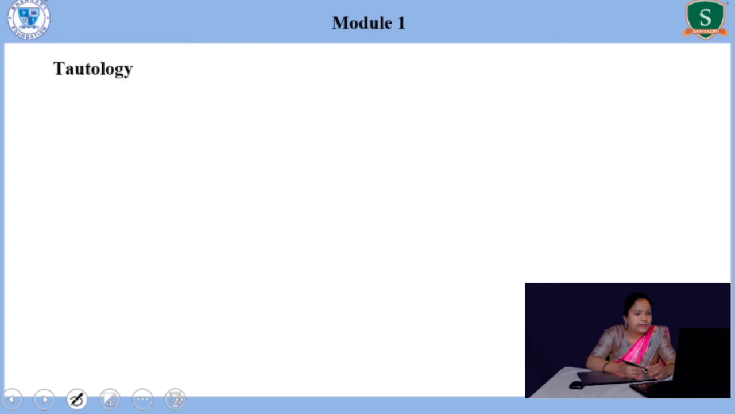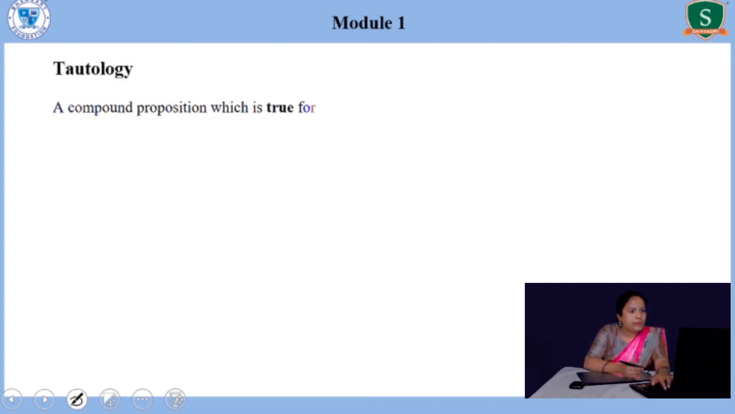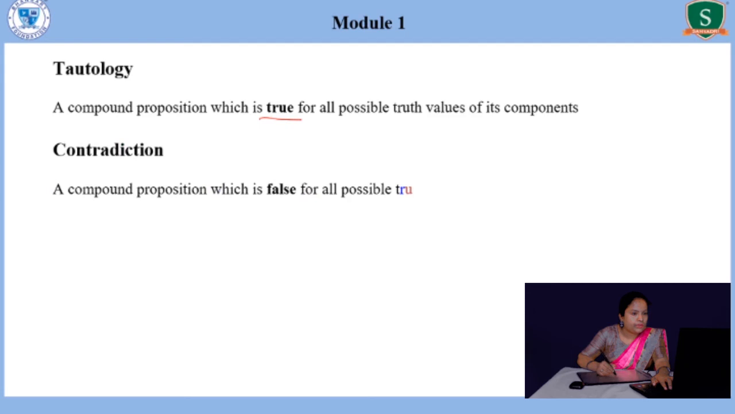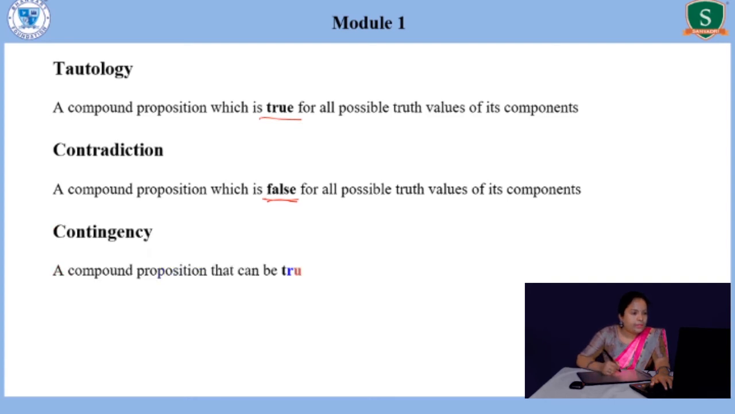Next, we'll discuss what is tautology. A compound proposition which is true for all possible truth values of its components is called a tautology. Next, contradiction. A compound proposition which is false for all possible truth values of its components is called a contradiction. Next, contingency. A compound proposition that can be true or false depending upon the truth values of its components. It can be either true or false.